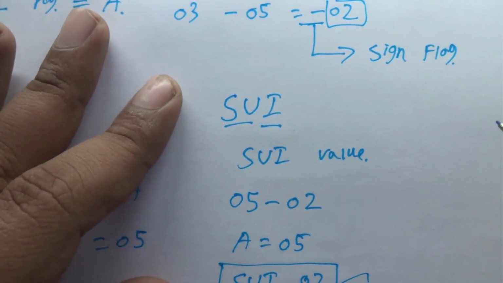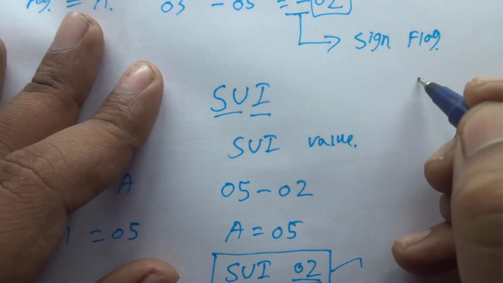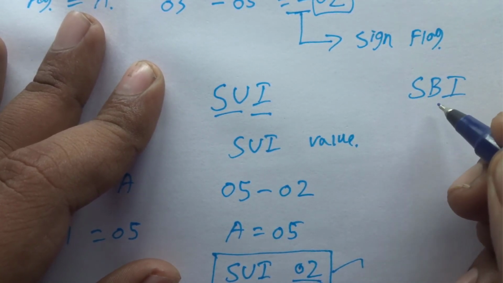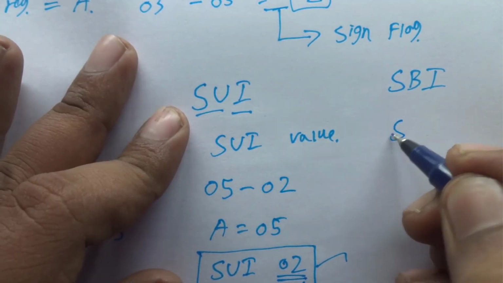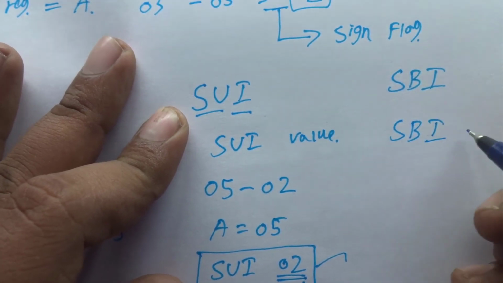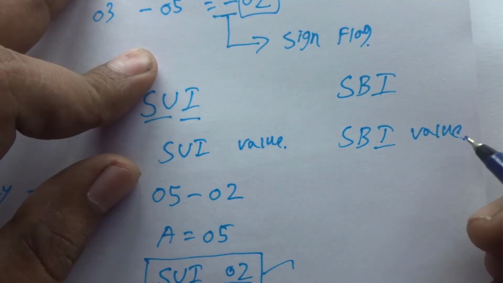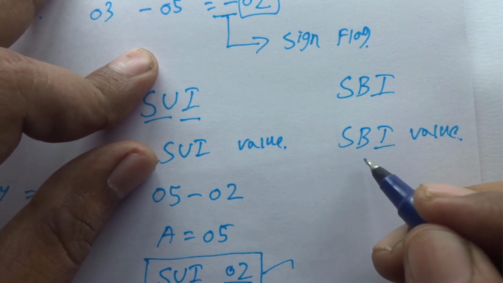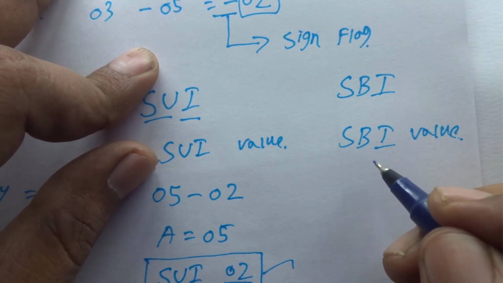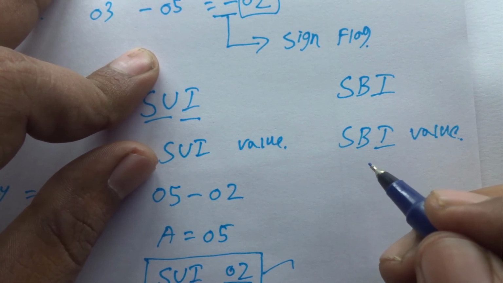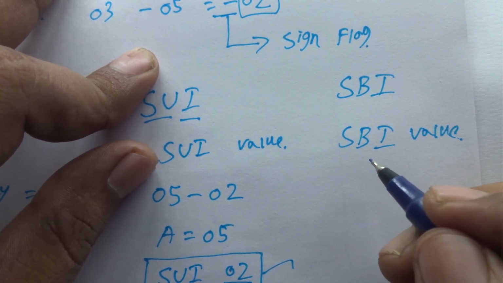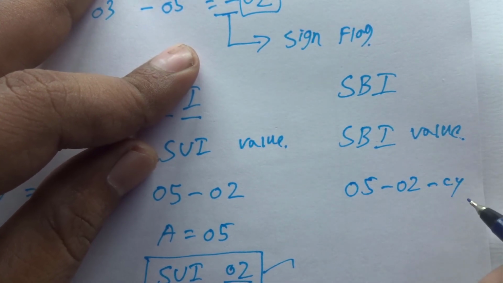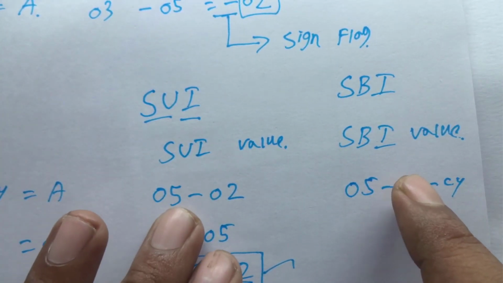The same way for borrow, that is SBI, subtract with borrow immediate. So the same, SBI value. This is the syntax of this instruction. Here it considers your carry flag. In a subtraction operation, your carry flag is considered as the borrow. 05 minus 02 minus your carry flag. This is subtraction immediate with borrow.